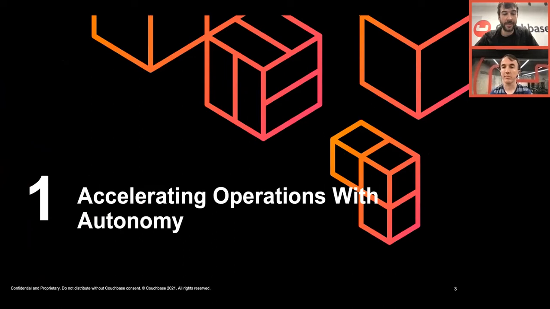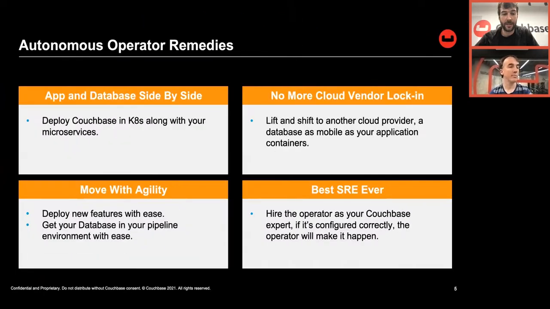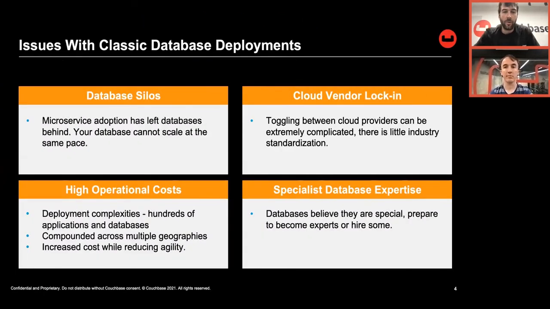So straight into it, accelerating operations with autonomy. So the what and why as to why we're here and developing code and pushing it out to a local instance of Couchbase. So we have some issues with classic database deployments. So first off, database silos. So microservice adoption has left databases behind and your database cannot scale at the same pace.